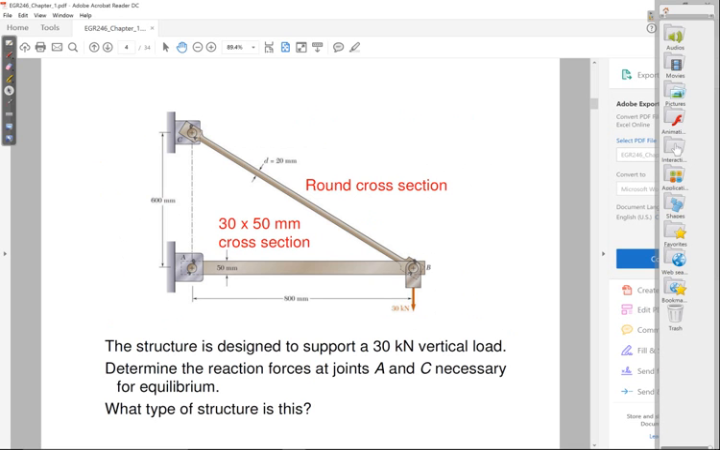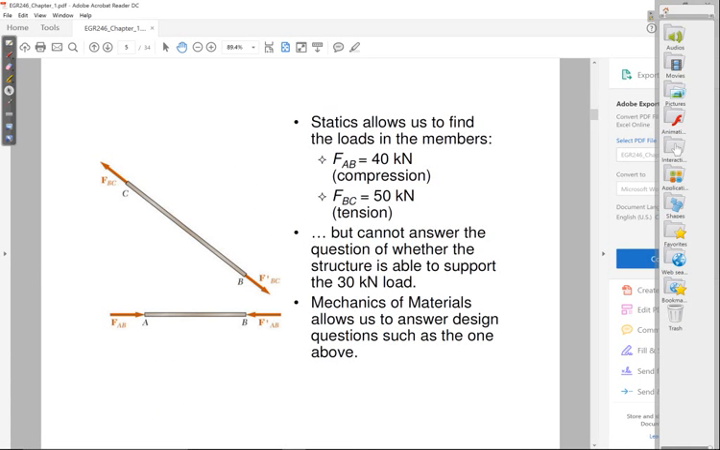So we had this frame problem, and we said if this were a statics problem, you would have found the reaction forces at joints A and C, and you would have found that AB is under compression with 40 kilonewtons, BC is in tension with 50 kilonewtons. And now that you know the sign convention we use in mechanics of materials, you could even say that the force in AB is negative 40 kilonewtons, and that the force in BC is positive 50 kilonewtons.